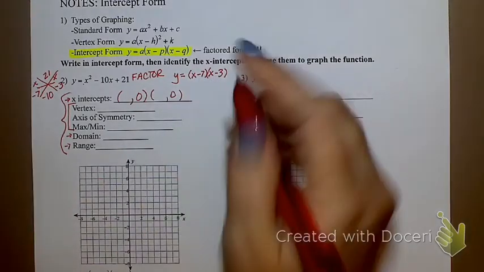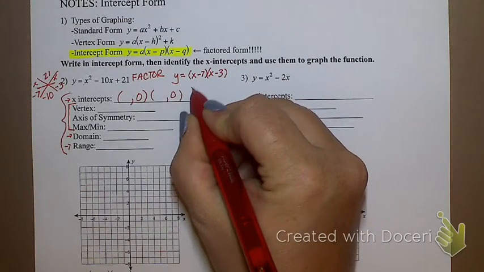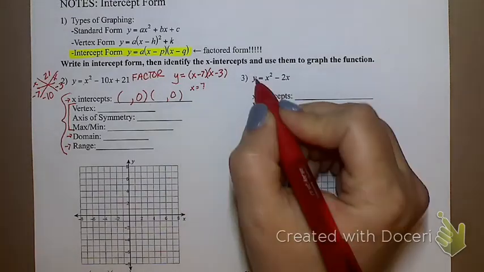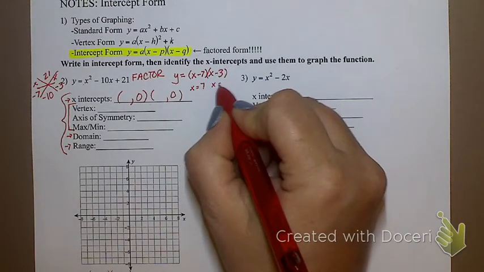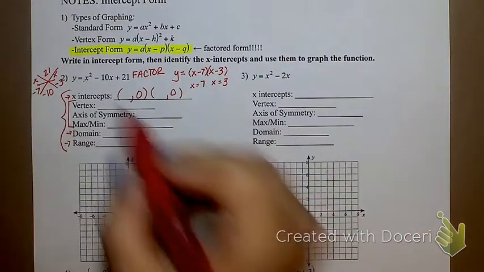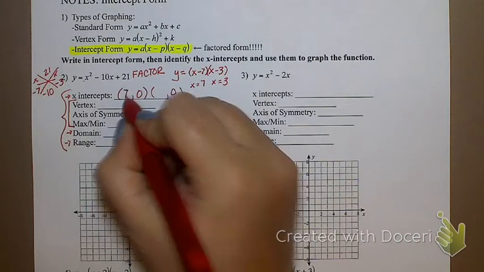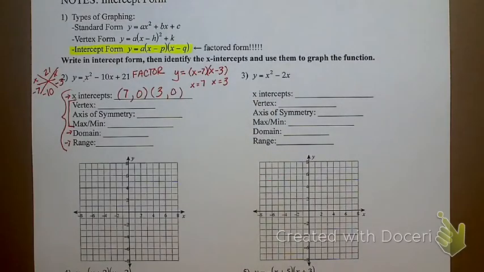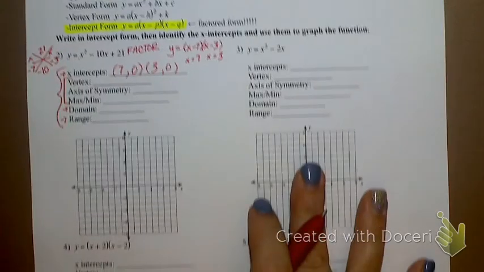So, what do I get as an answer from here? I get x equals 7, right? And x equals 3. Remember, we changed the sign of those. So what are my intercepts? They are (7, 0) and (3, 0). Pretty easy. How does that help me graph it? Well, do I have to go back to that negative b over 2a thing and go from there? No. Let me show you how you're going to get your vertex.